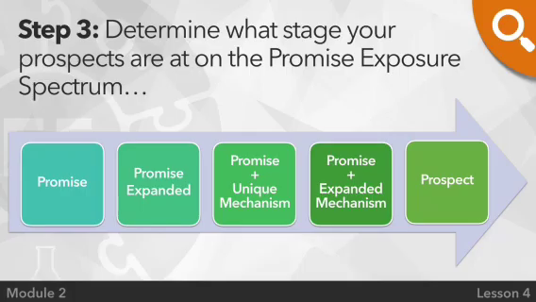And you'll learn later on how we present your marketing message as promise plus unique mechanism. Stage four is your promise and mechanism has been presented to your prospects, but it hasn't been expanded on yet. And then the fifth stage is your promise and mechanism has already been presented and it's already been expanded on.